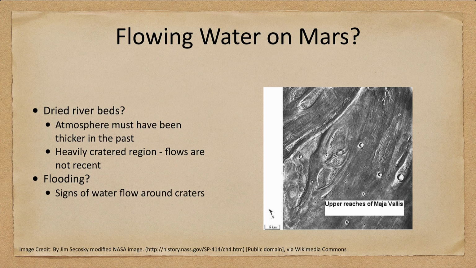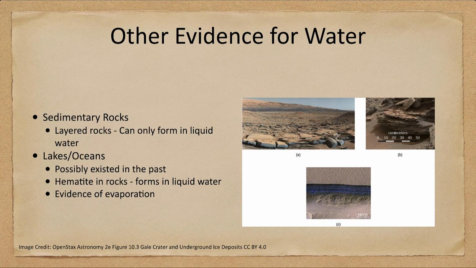What other evidence do we have for water? Well, we have sedimentary rocks that have been found by some of the rovers. Sedimentary rocks are layered rocks that can only form in liquid water. So again, the fact that we see these and we see them no place else in the solar system other than Earth and Mars means that at one point Mars did have ancient lakes and or oceans. Certainly not as big as Earth's oceans, at least not in depth.